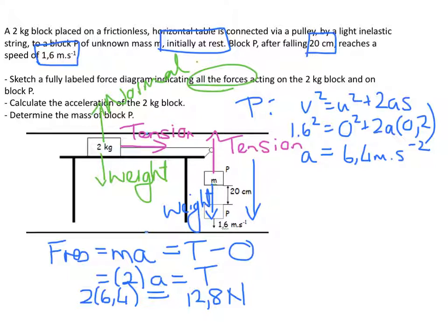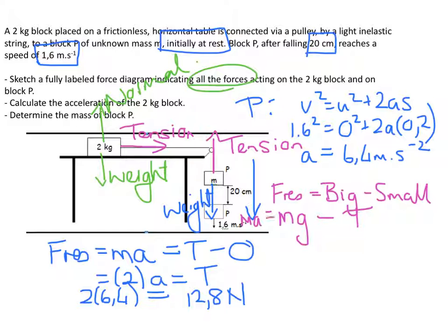So let's see what they're asking me. They want the mass of block P. Let's do a little calculation. Weight is mass times gravitational acceleration. It's the big force. Force resultant is always equal to the big force minus the small force. I think about what direction is everything moving. It's all moving in that direction, and therefore the big force is weight, the small force is tension. So in this case, it's mg minus the tension, and force resultant is mass times acceleration.